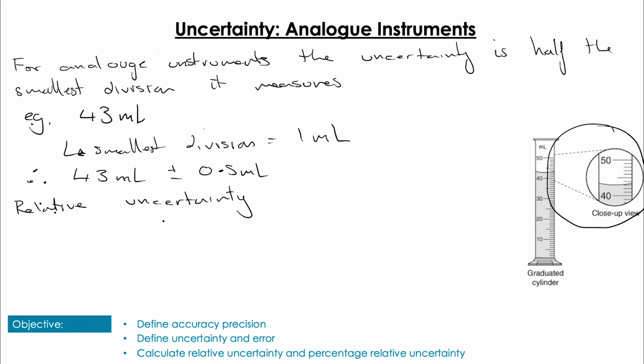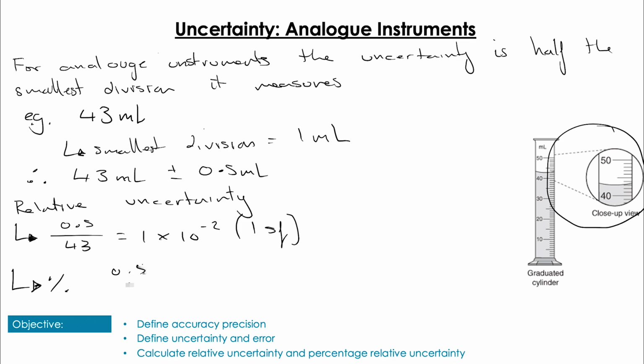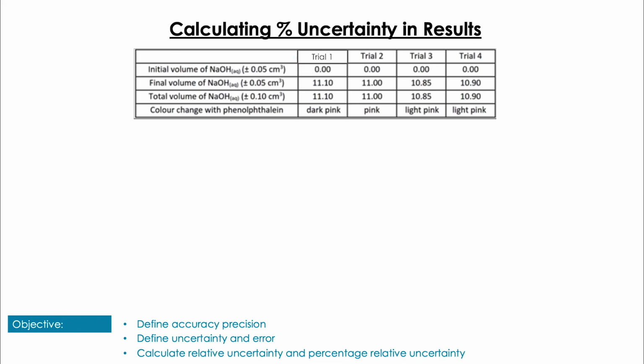Our relative uncertainty, remember, we just do absolute divided by the measurement. And if we want the relative percentage uncertainty, we just multiply that value by 100, giving us, in this case, 1%, given to one significant figure. So what does this look like when we're calculating percentage uncertainty in results?